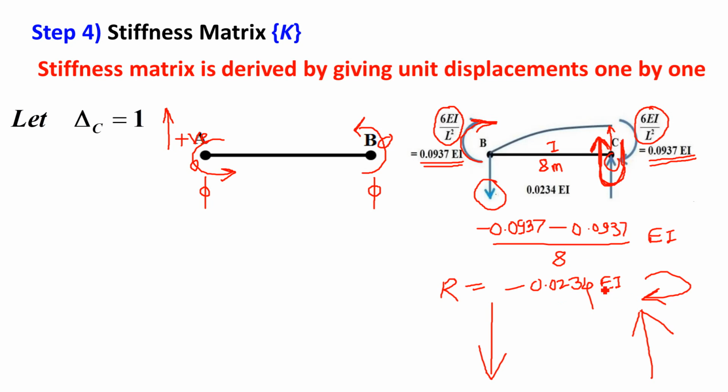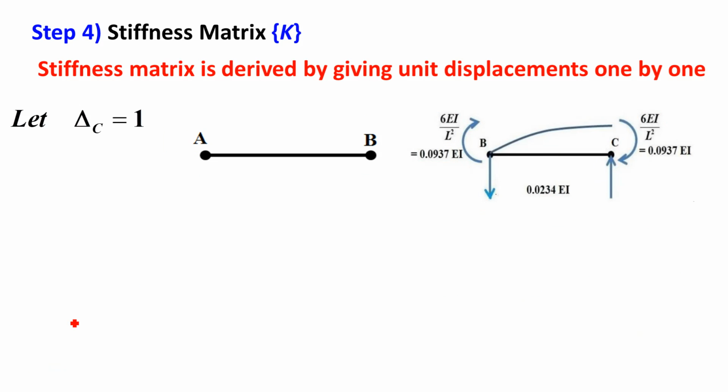One more thing, please understand. Here it is a minus answer, but we have not written minus in the reaction, because this minus we have used to decide the clockwise or anti-clockwise nature of the couple. Otherwise, don't use this minus to write down the magnitude of the reaction. It is plus only. Magnitude is only 0.0234 EI, right? And this anti-clockwise couple, left is downward, right is upward. So this is the reaction of the beam.